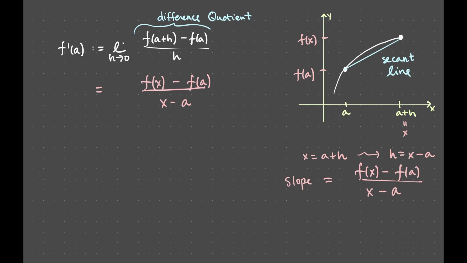Now, the derivative is the limit of this quotient as h goes to 0, but since we've written everything in terms of the variable x now, the derivative can become a limit where x goes to something. Looking at our expression of x, we realize that as h goes to 0, x tends to a. This means that the derivative can be written as the limit of this new difference quotient as x goes to a. In other words, this new limit, if it exists, is equal to the value of the derivative at x equals a, that is, f prime of a.